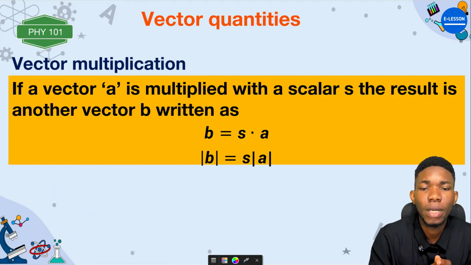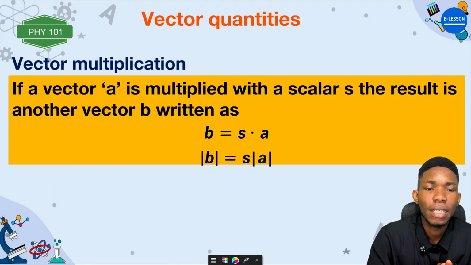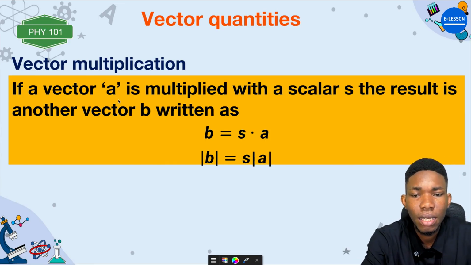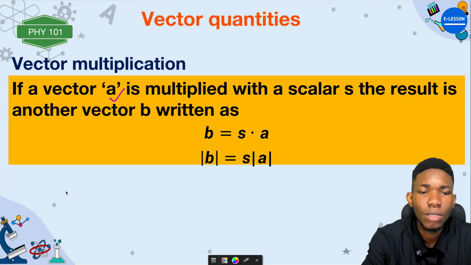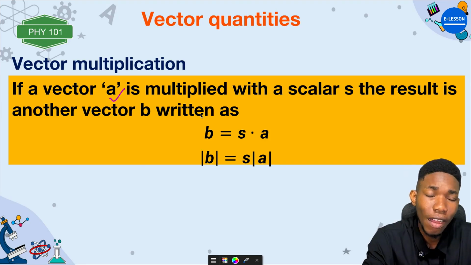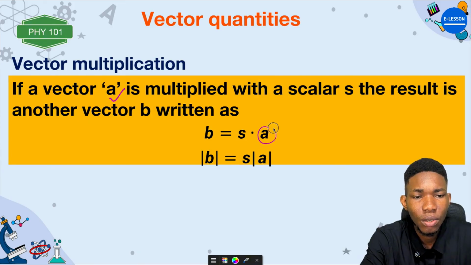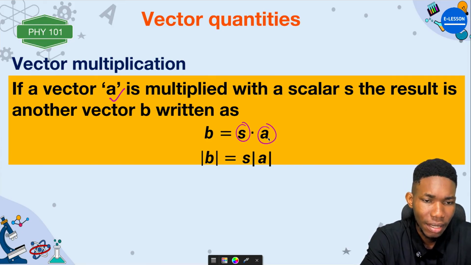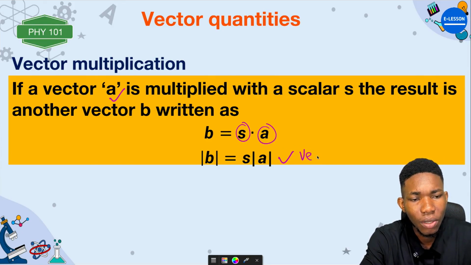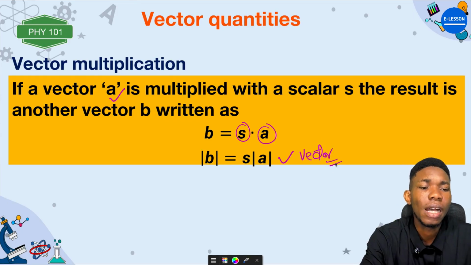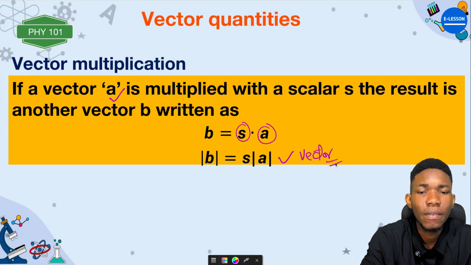Let's go to the vector multiplication now. Say, if a vector A is multiplied with a scalar, the result is another vector B. If A is a vector quantity, you should take note, and is multiplied with a scalar quantity, you know vector quantity has magnitude, scalar does not have magnitude, the result will be another vector. A is a vector, X is a scalar. If you multiply A and X, the answer will be another vector quantity. Is that okay? Take note of this key point. They are very, very important.